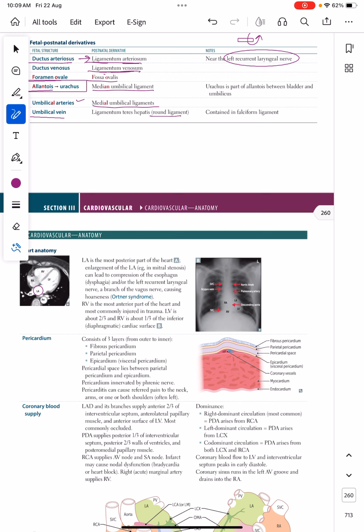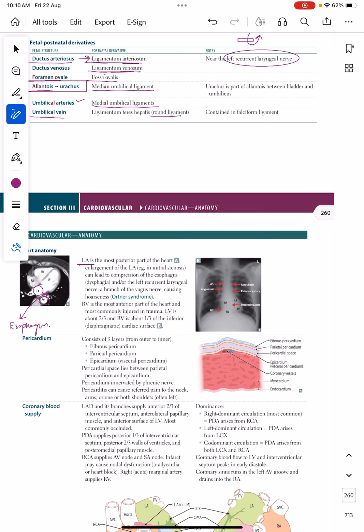This is the left atrium. The left atrium is the most posterior chamber, and this is the aorta. In between these structures, it is not shown here, but here lies the esophagus. So whenever the left atrium enlarges, and why does it enlarge? Due to mitral stenosis, it will compress on the esophagus.